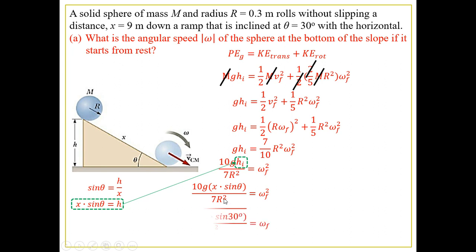So if you do a little plug and chug in your calculator and then square root that, you should get a value of 26.46 radians per second. So that's your final speed. I don't care for the direction here because it asks for speed. Okay.